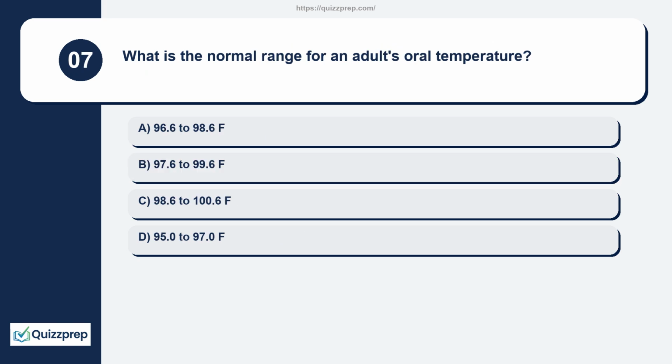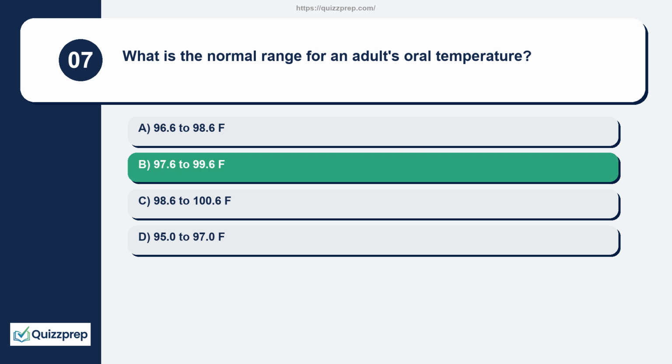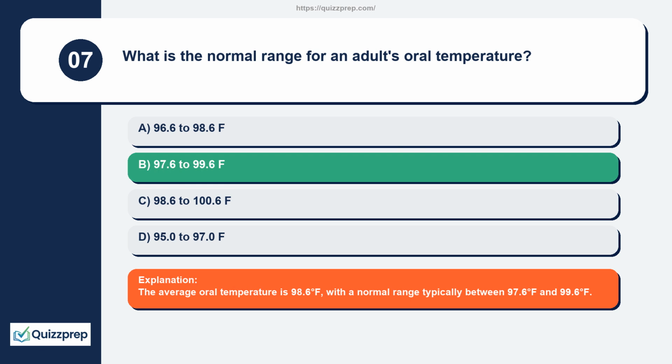Question 7. What is the normal range for an adult's oral temperature? 96.6 to 98.6 F, 97.6 to 99.6 F, 98.6 to 100.6 F, or 95.0 to 97.0 F? The average oral temperature is 98.6 degrees Fahrenheit, with a normal range typically between 97.6 degrees Fahrenheit and 99.6 degrees Fahrenheit.